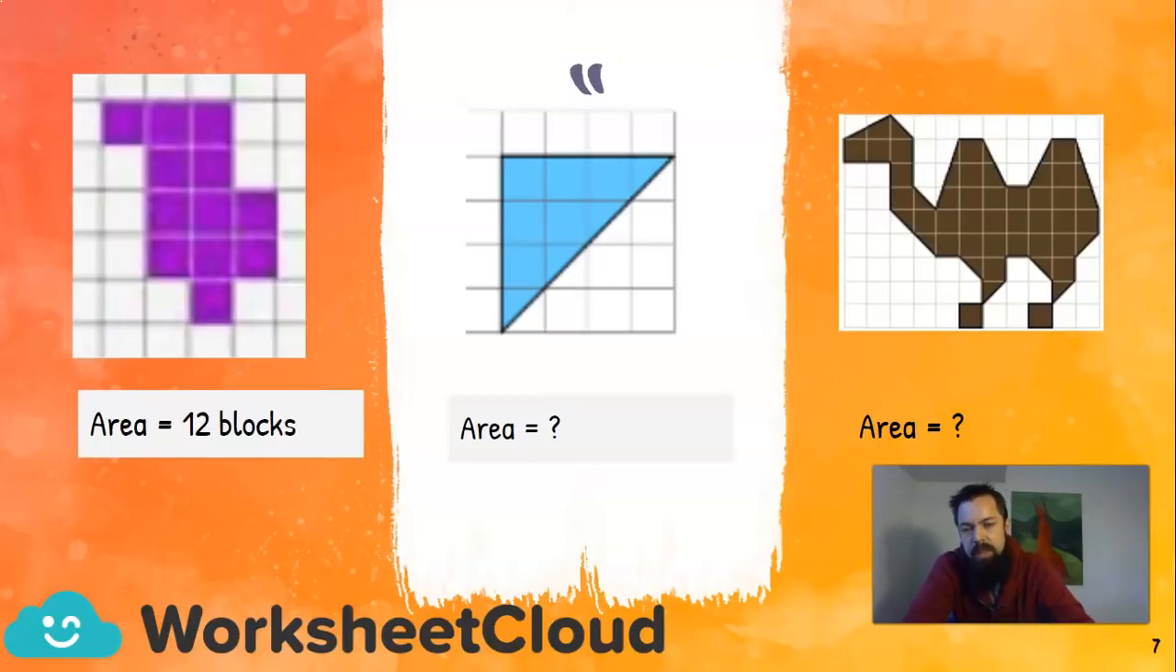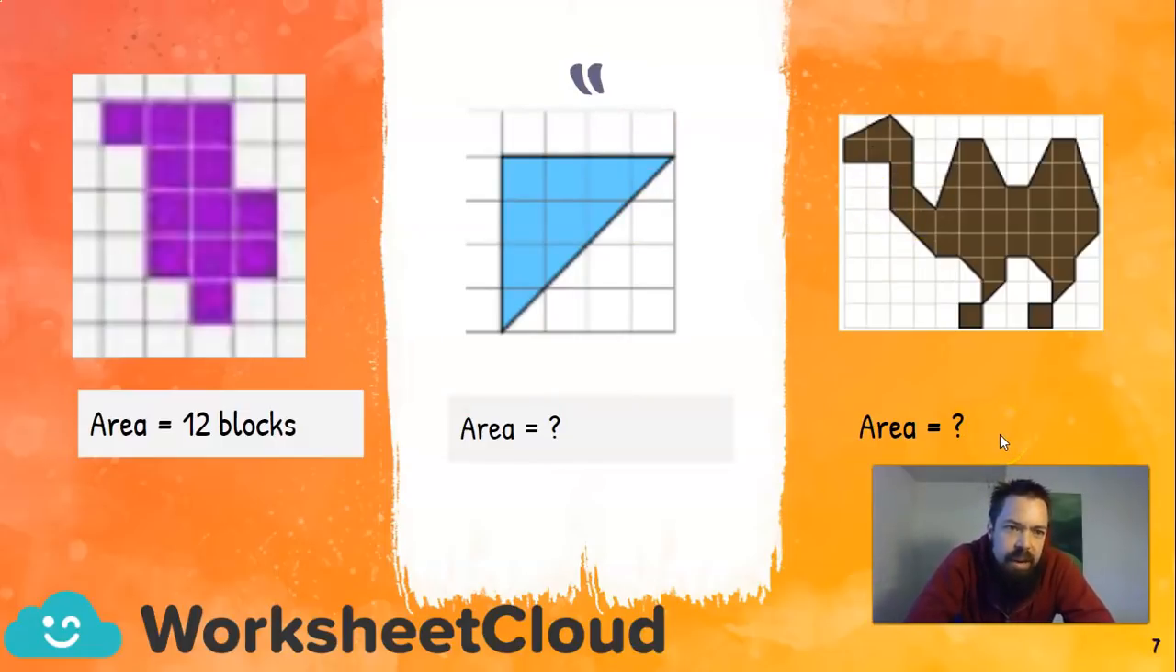If we have a look at the next one, again we're looking for the area. Well, this time I can go 1, 2, 3, but that's not a whole one. Let me count all the whole ones first. So 1, 2, 3, 4, 5, 6. That's all my whole ones. But if I put these two together, I can get another whole one. And if I put these two together, I can get another whole one, because those are half ones. So 1, 2, 3, 4, 5, 6, 7, and 8. So the area of this would be 8 blocks, or 8 squares.